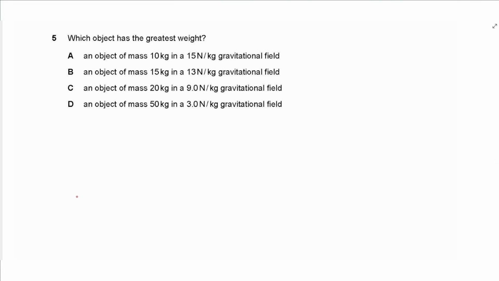Question 5 says which object has the greatest weight? An object of mass 10 kilograms in a field strength 15 newtons per kilogram. So we multiply 10 by 15, that gives us 150 newtons. Then 15 by 13, that gives us 195 newtons, which is greater. Then we have 20 times 9, that gives us 180, smaller. 50 times 3, that gives us 150 again. So the answer is B with the greatest number.